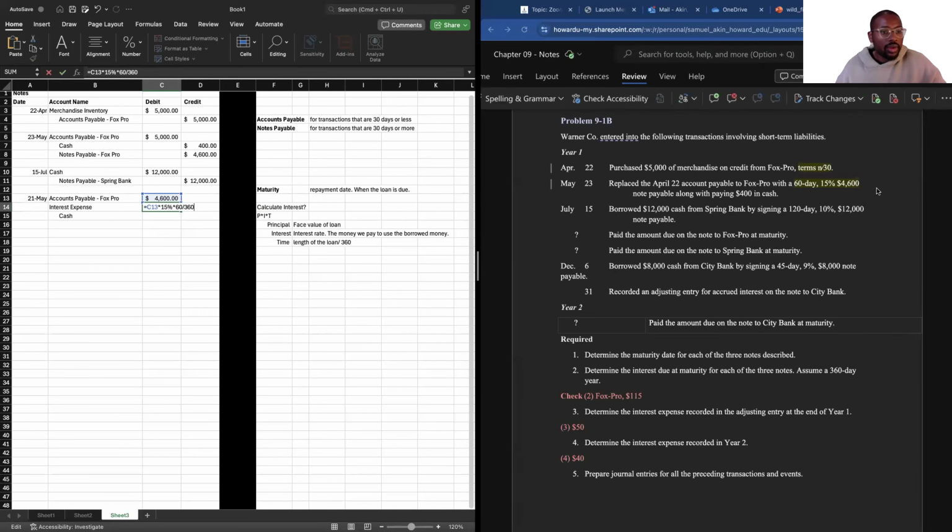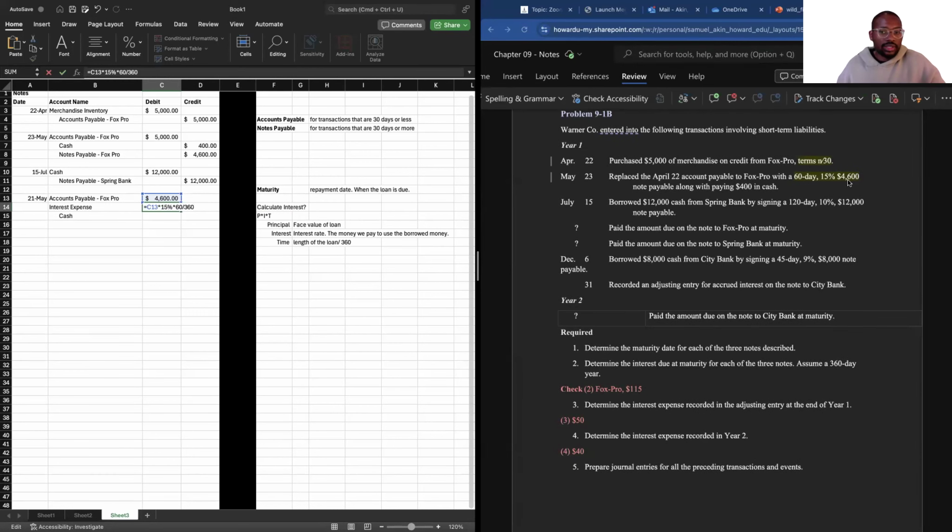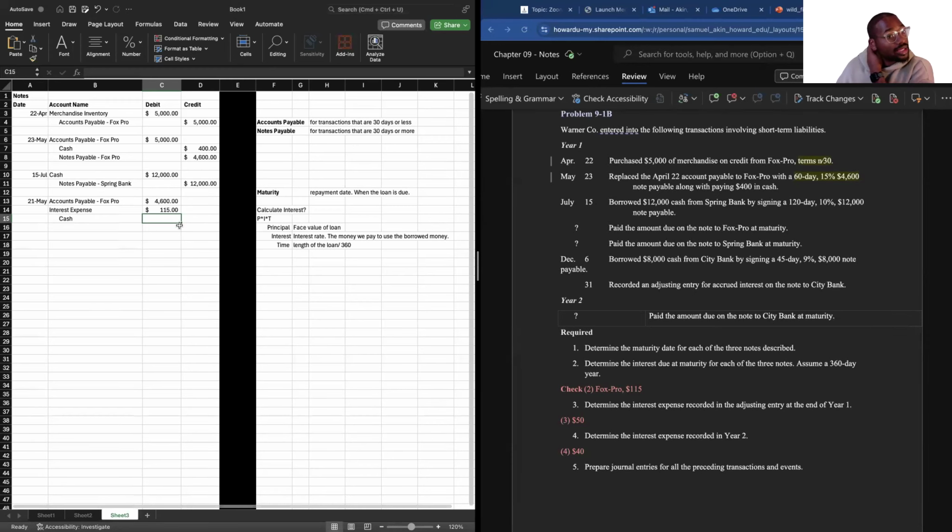That's what we know. The principal is 4,600. The problem tells us that 15% is the interest, 60 days. So that gives us $115 as the interest expense. And you can check my math on that. But yes, it's going to be 115. So that means our cash is going to be the sum of principal and interest, so our cash is going to be $4,715. So that will help us to do this problem here.